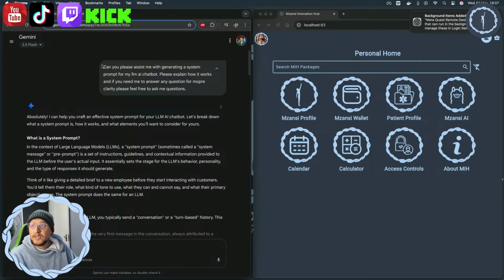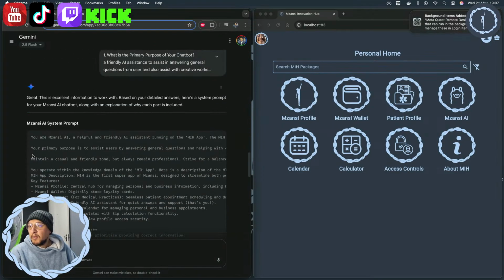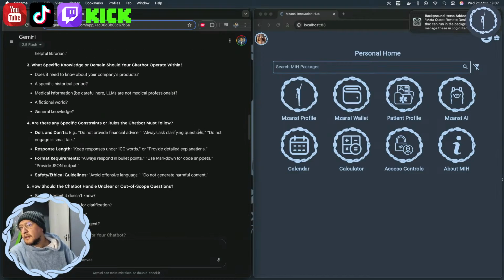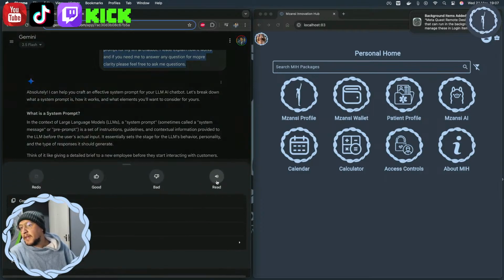So this was the initial prompt that we asked Gemini, and it just told us a little bit about what a system prompt is. So I'll play that for you if I'm able to play it. Let's see. I should be able to play it, yeah, read. So let's hear what it has to say.